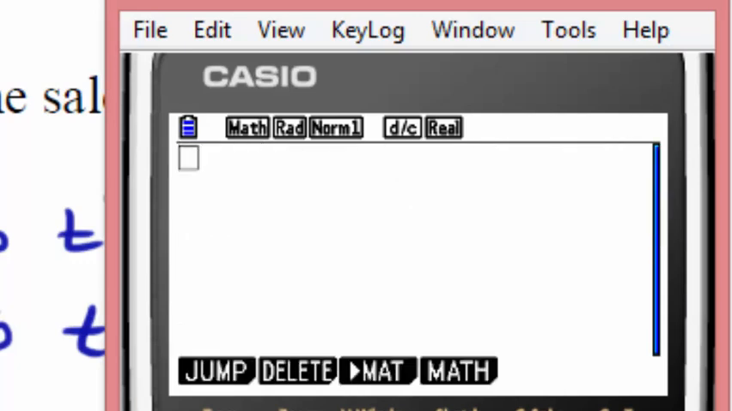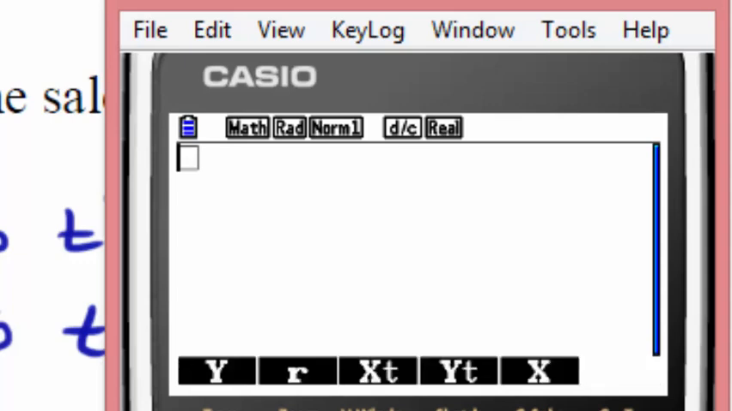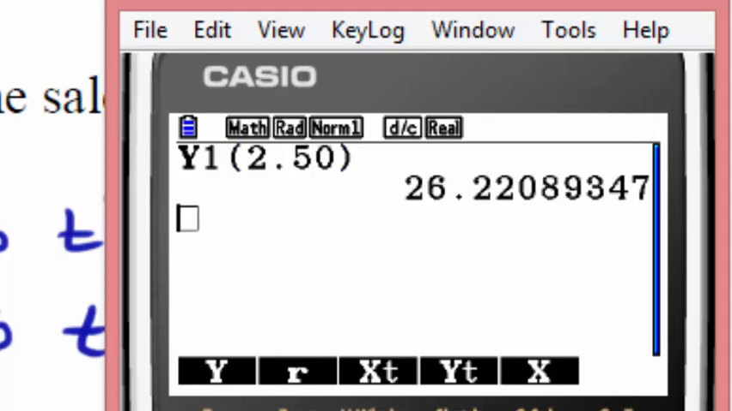To get my Y1 I'm going to go to VARS for variables. I want my graph variables, Y1, and I'm going to plug in that price of $2.50. Okay, so we get an output here of $26.221 million.